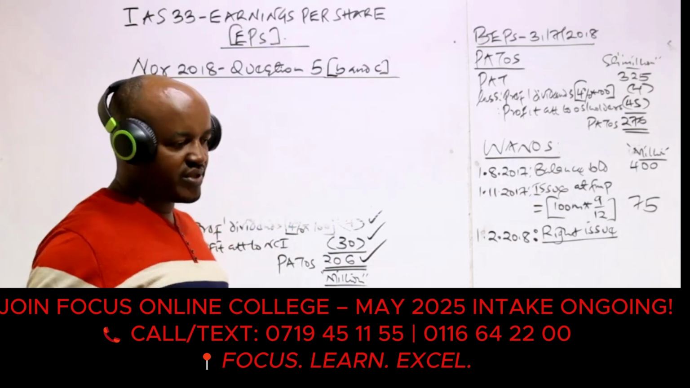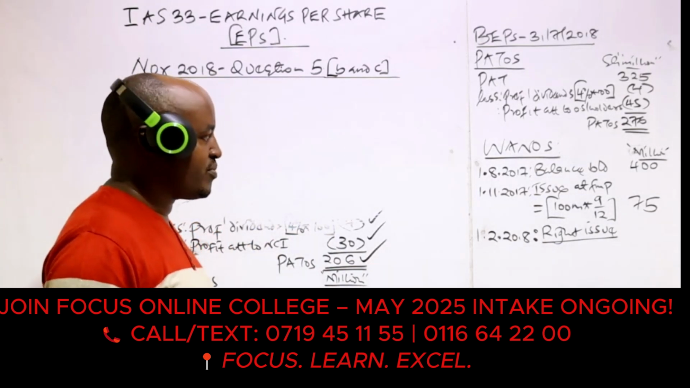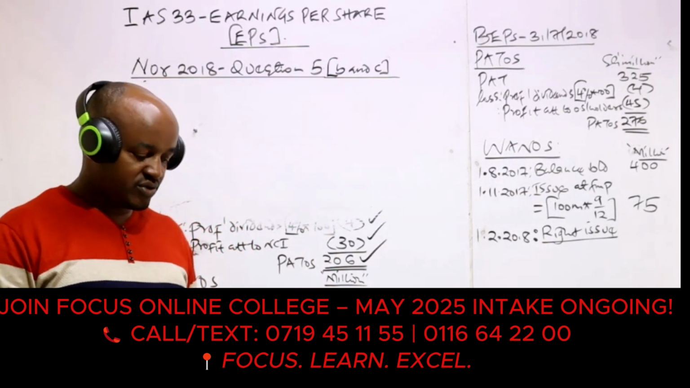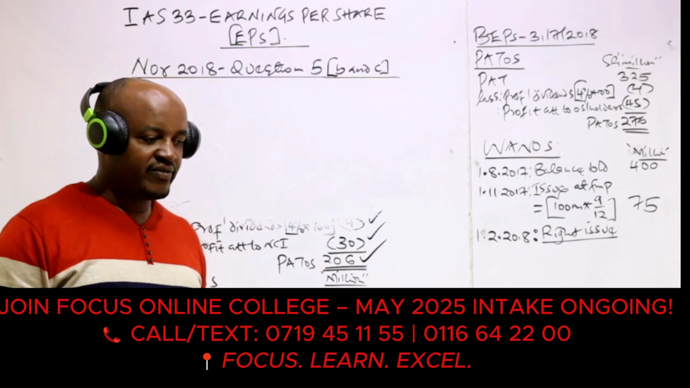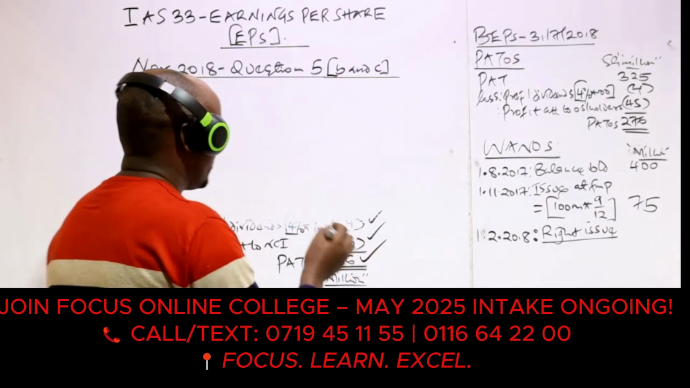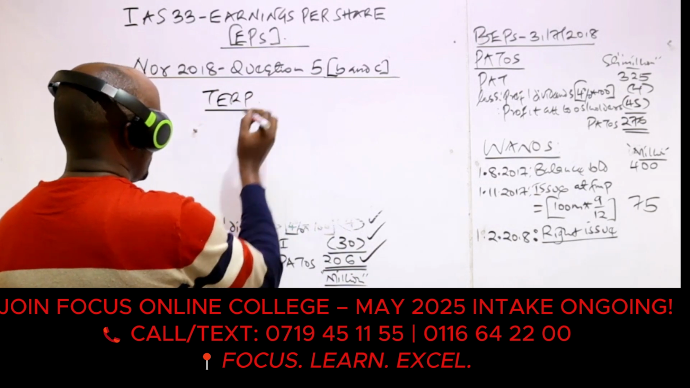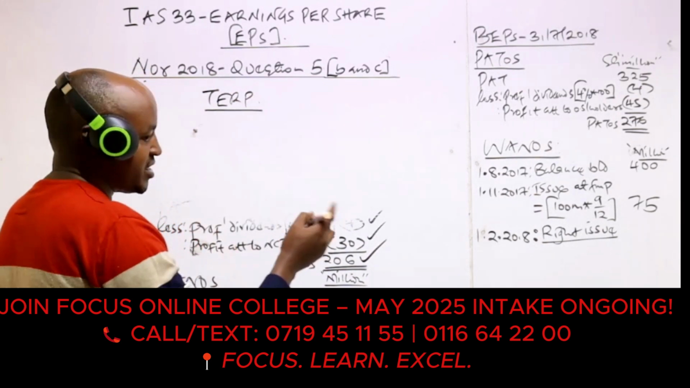In this case, for us to split these shares into two components, we need to determine how many shares were issued during the right issue. In our case, we are told the shares issued during the right issue were 150. And number 2, we compute something known as the theoretical ex-rights price. So how do we compute this theoretical ex-rights price in our case here?